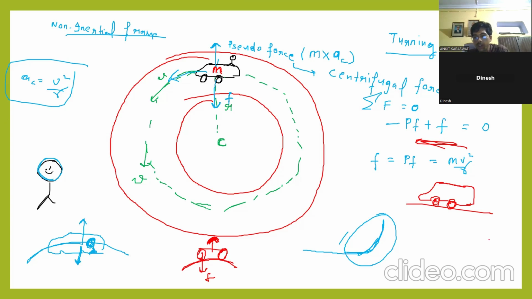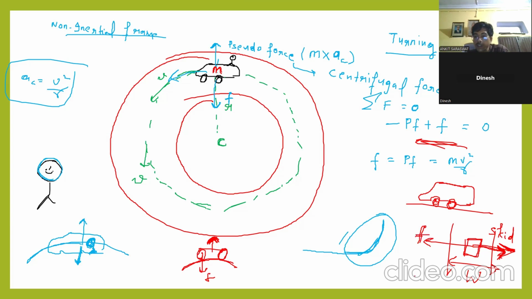For example, this is the road, the width of the road. Here, this is your car. When you are taking a circular turn, your car wants to skid outside. It will try to slip because of the centrifugal force that is away from the center. It will try to skid outside. Then who will balance this? Friction.